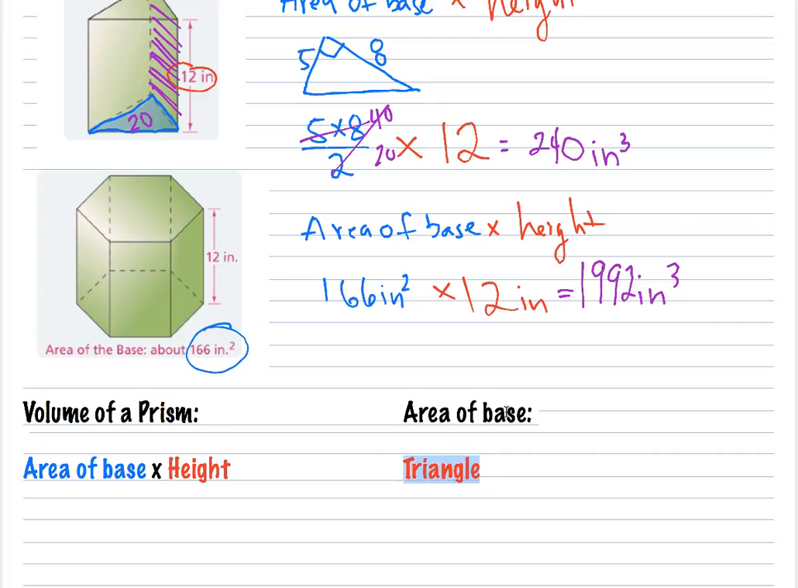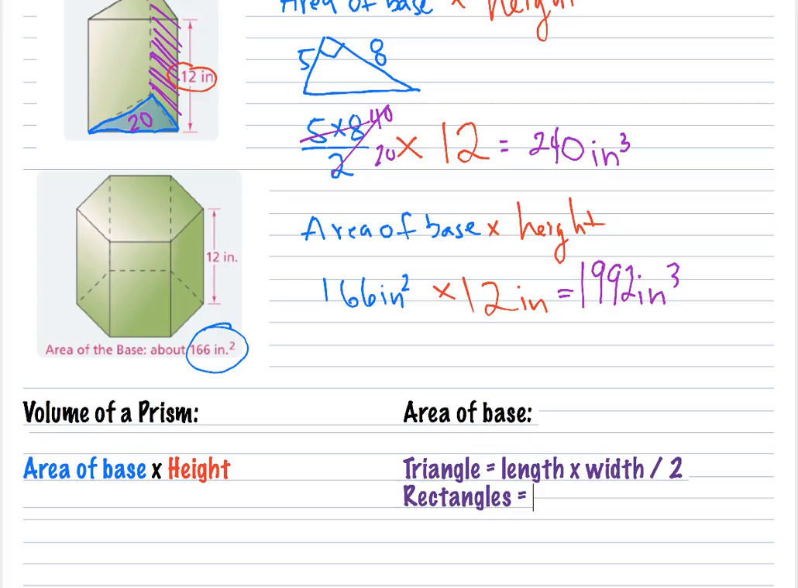Triangles, if it's a triangle, use some different color. Let's do, I don't know, purple. Area of a triangle is equal to length times width divided by 2, or times 1/2. Then you have rectangles, which is equal to, which you should know, just length times width. Other shapes that you should know.